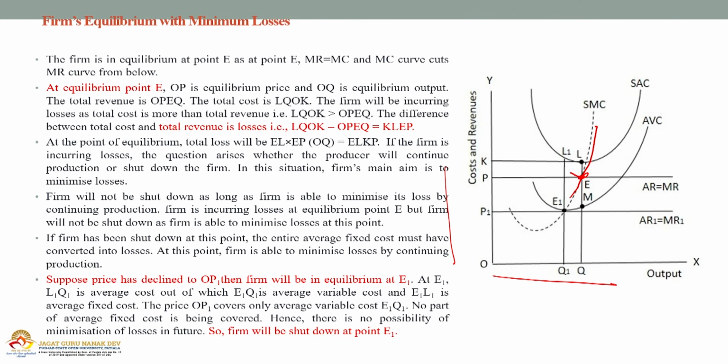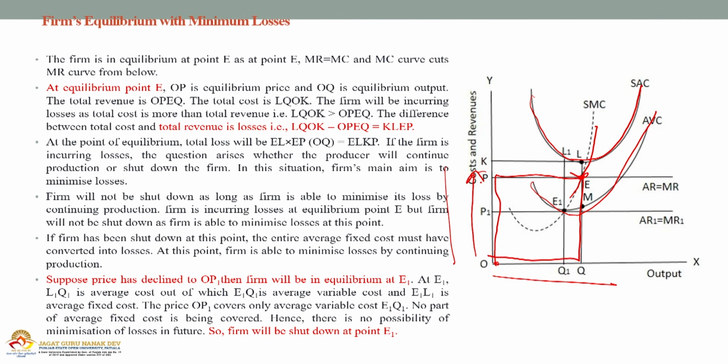In this diagram, see, this is short run average cost. This is average variable cost. Clear? At the equilibrium point, OP is price and OQ is equilibrium output. Total revenue is OPEQ.